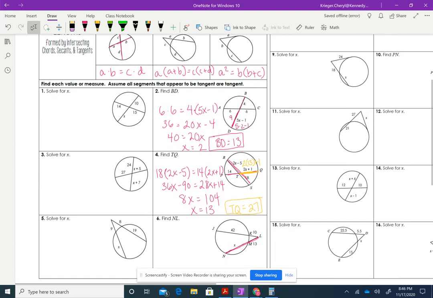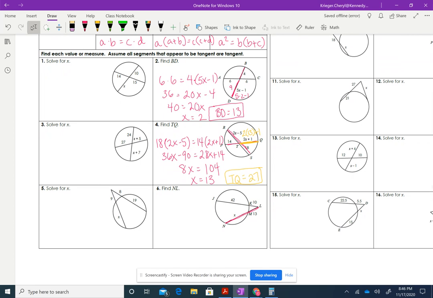Okay, and a is the portion outside the circle. So I'm going to say 13 times 13 plus x equals the portion outside of the circle, 10 times 10 plus 42. Okay, so we'll simplify this. 13 times 13 is 169 plus 13x equals 100.